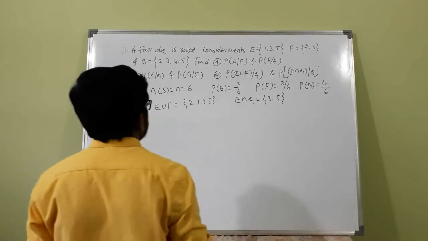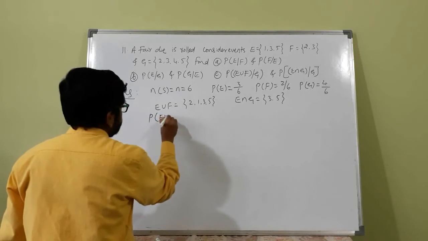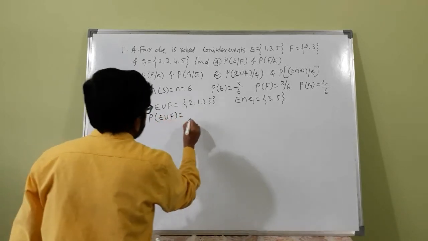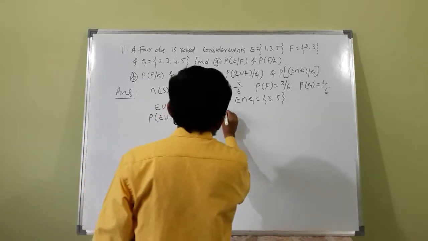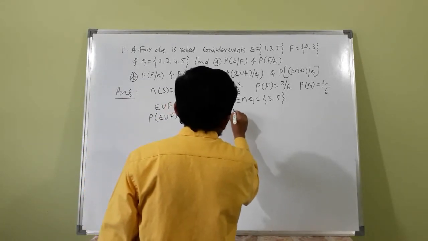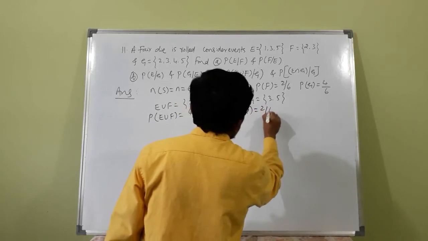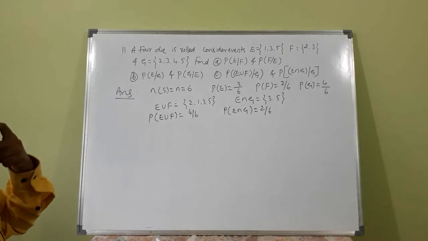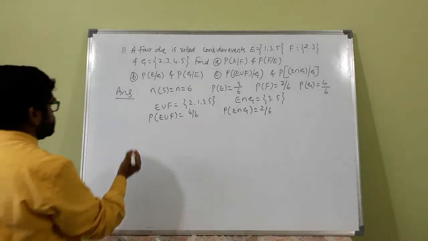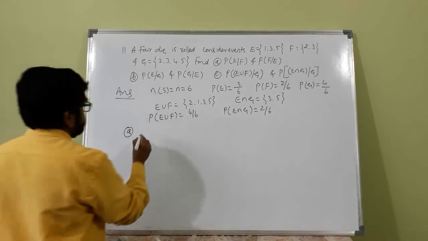So probability of E union F is 4 by 6. Probability of E intersection G is 2 by 6. This much probability information is required. Now you can directly answer the question.